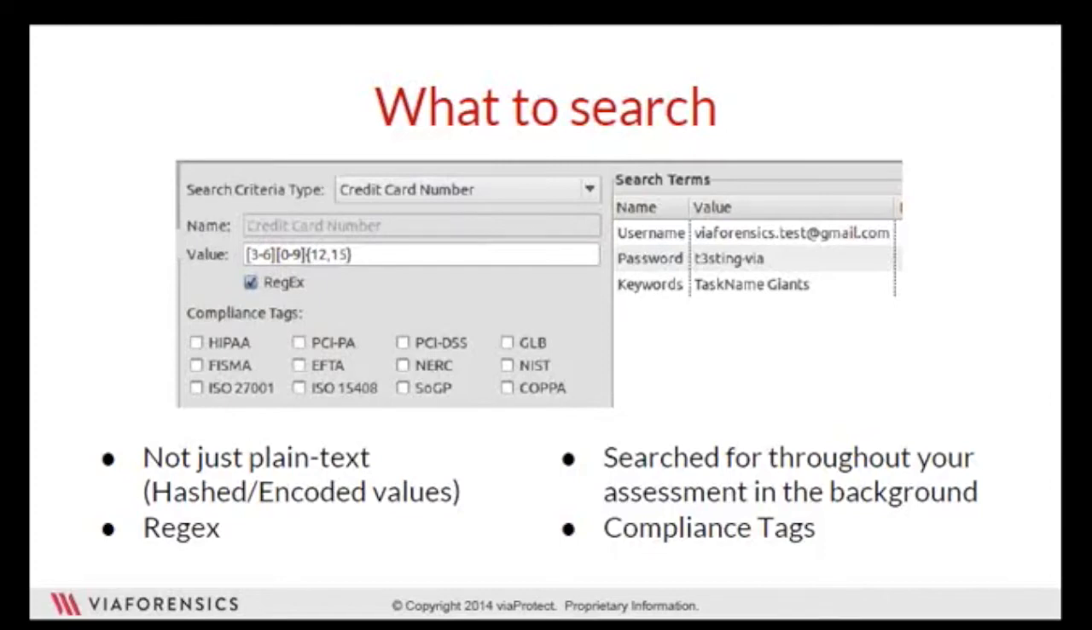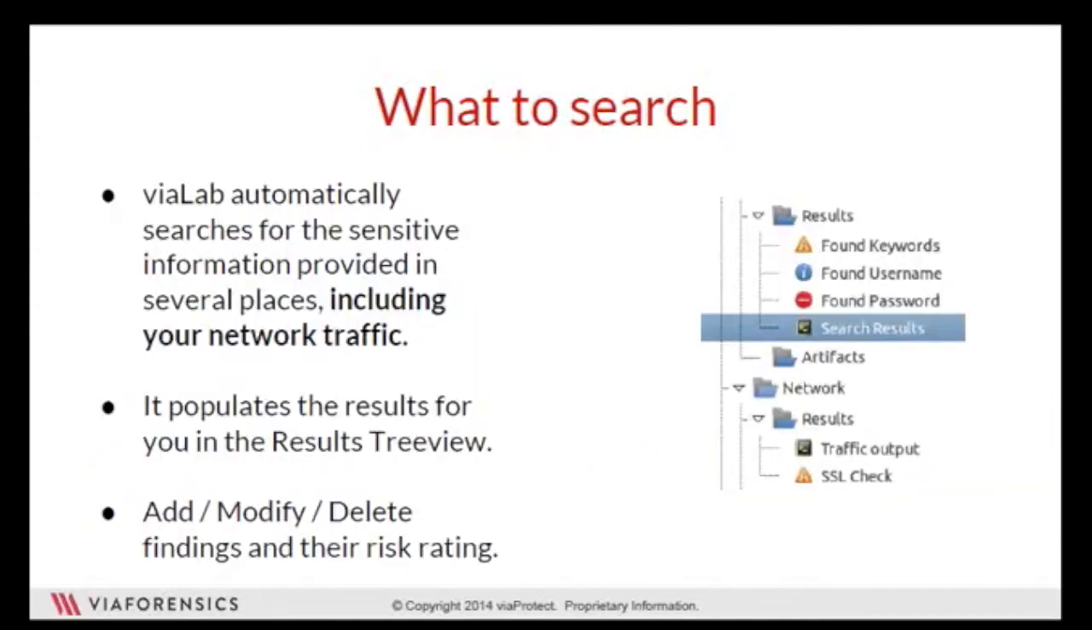This is pretty important when we're going to look at the network traffic. If you want to find your credit card number, you don't necessarily want to have a specific value for that. You just want to see if you can find any credit card number passed over the network. So viaLab does that automatically in the background. And one interesting point as well is that we don't just search for the plain text value. We also look for the hashed and the encoded values of the plain text value that you provided us with.